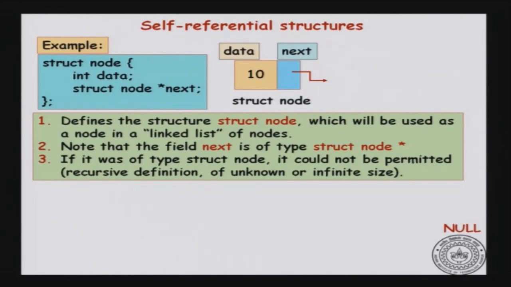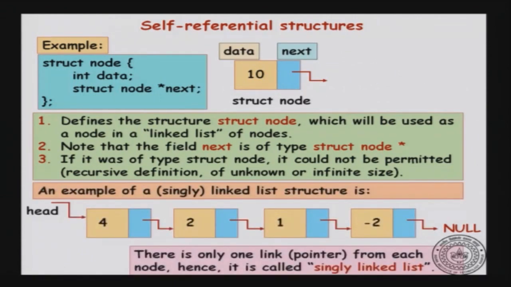Now, there is a subtle point to be emphasized. Instead of struct node star, had I written struct node next, this is not allowed because the definition of struct node would have an internal struct node inside it. So, it essentially has infinite size. We are cleverly avoiding that by including just a pointer to the next node.